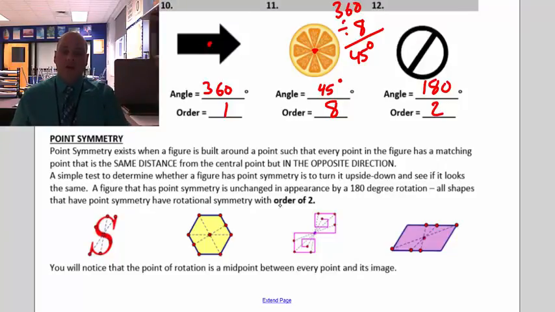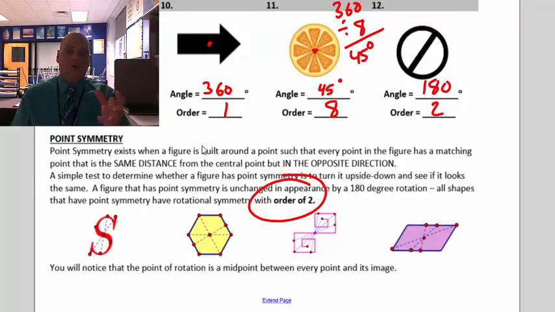The order is 2. So if it has an order of 2, it has point symmetry. You'll notice actually with any even symmetry, it will have point symmetry. Any even order will have point symmetry. All right.